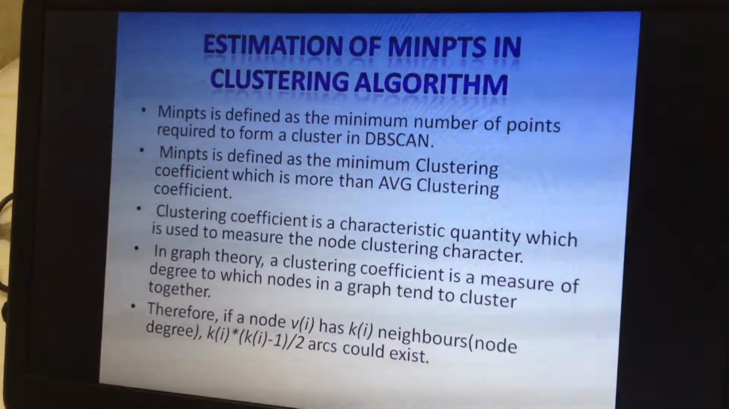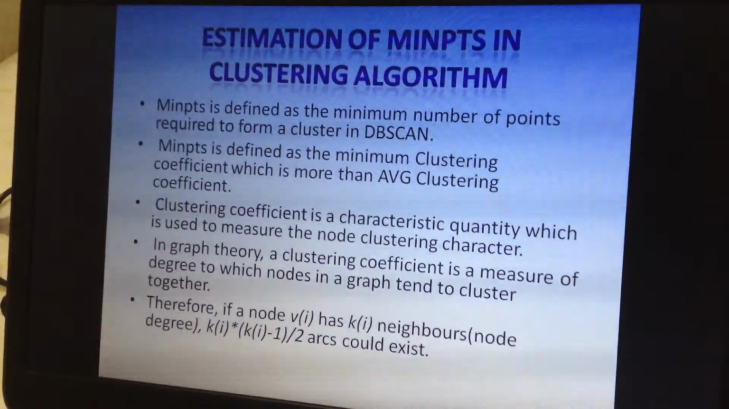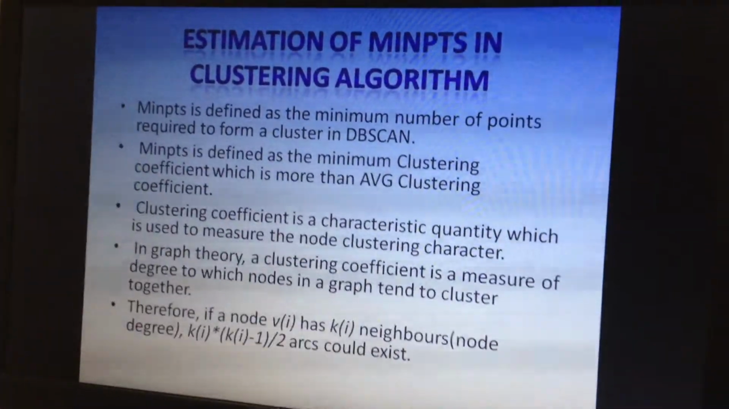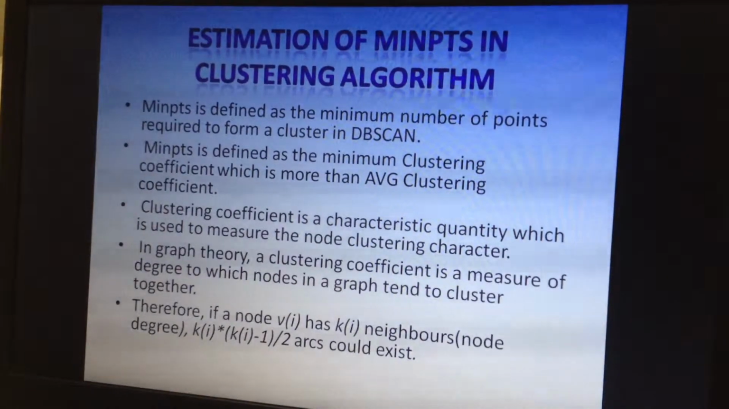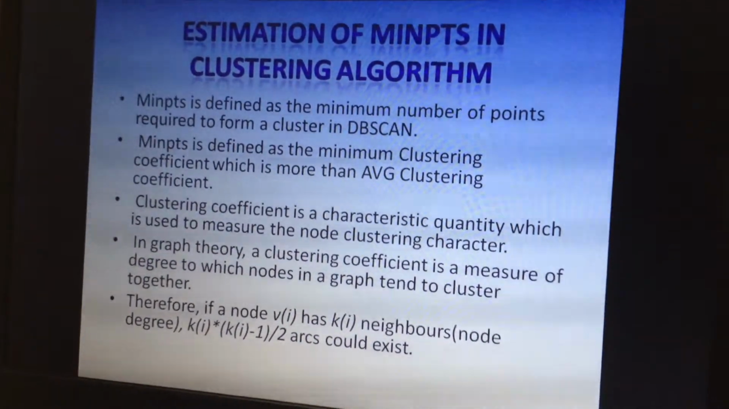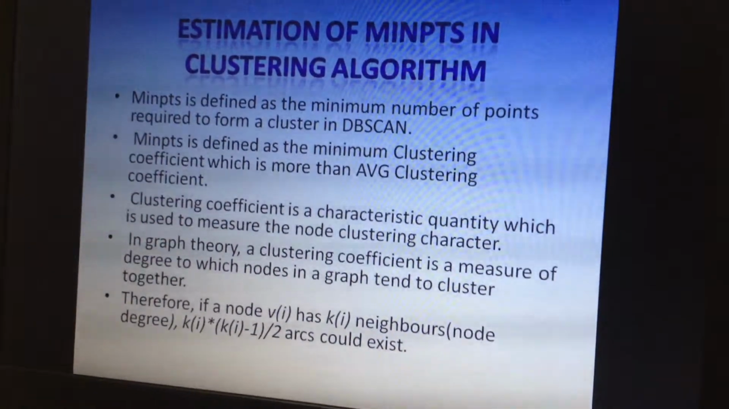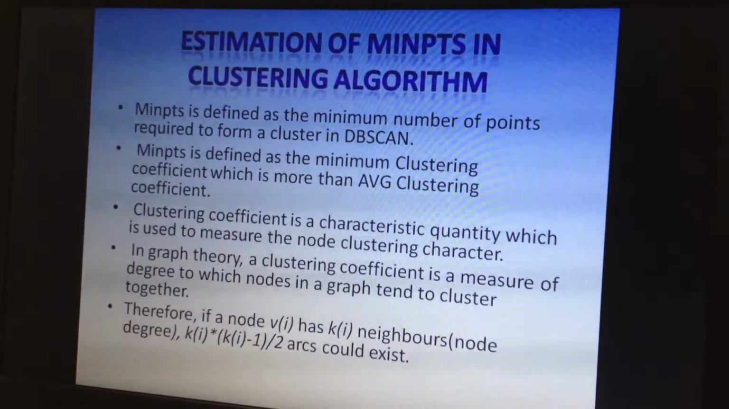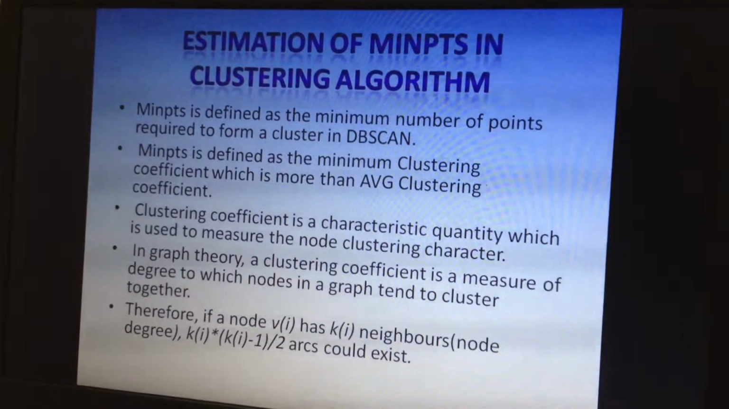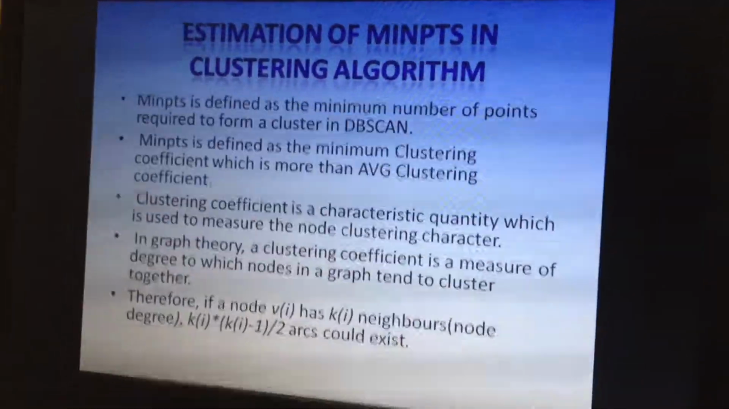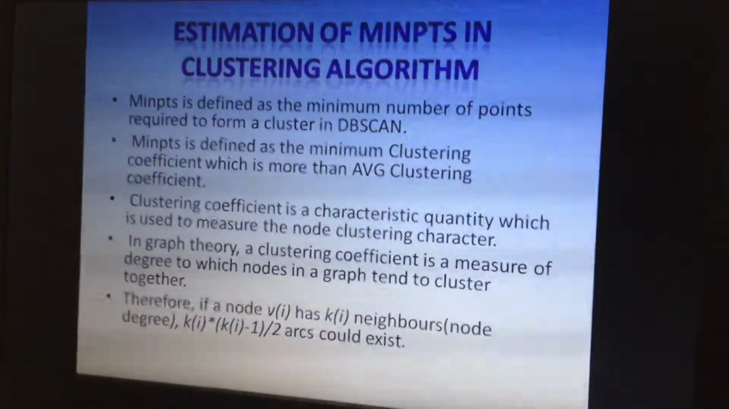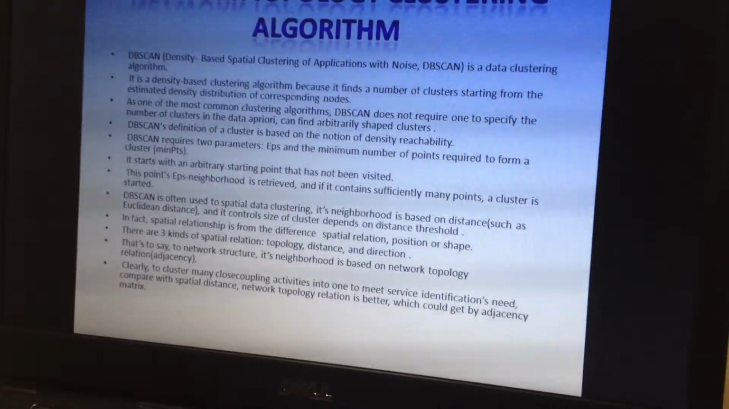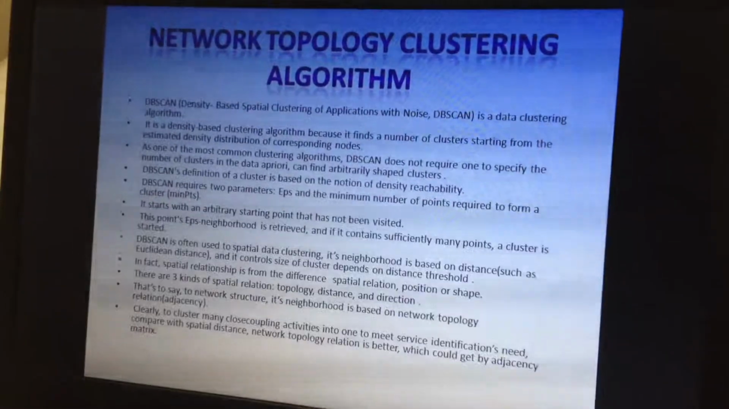Estimating of min points in the clustering algorithm. Min point is defined as the minimum number of points required to form a cluster in DBScan. Min point is defined as the minimum clustering coefficient, which is more than the average clustering coefficient. Clustering coefficient is a characteristic quantity used to measure the node clustering character. In graph theory, a clustering coefficient is a measure of the degree to which nodes in a graph tend to cluster together. Therefore, if a node V of i has K of i neighbors, K of i arcs could exist. The network topology clustering algorithm is in this way.